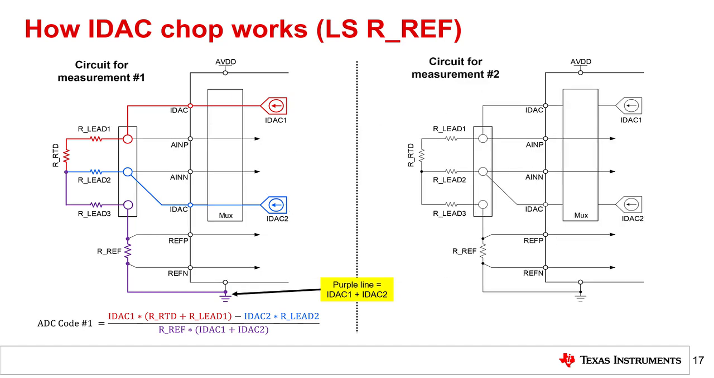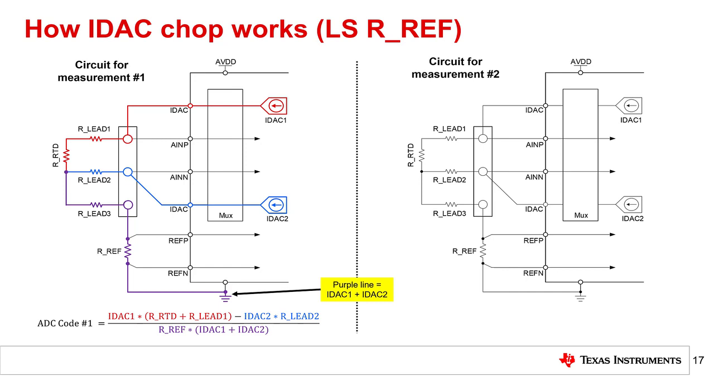Let's move on to the second measurement circuit, which is shown on the right. To implement IDAC chop, it is necessary to swap the location of the IDACs. Many precision ADCs can perform this function without external components, such that the physical circuit is the same as in measurement 1. For example, the ADS1262 includes an IDAC chop mode that automatically switches the IDACs between measurements and averages the results. Other ADCs, including the ADS124S08, have flexible input multiplexers that allow the user to manually perform this switching by just changing register bits.